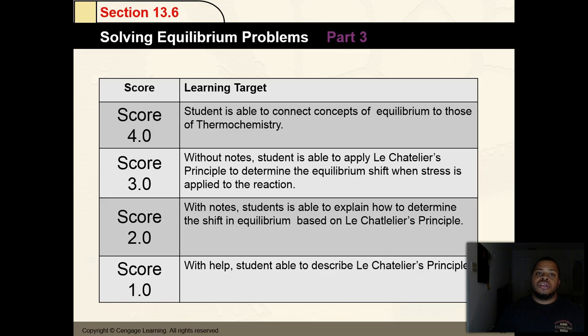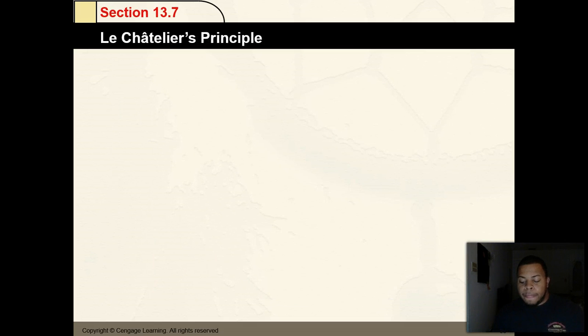Overall, our goal is to understand what happens when we have this reaction that's at equilibrium and we change something about it. We stress the system, as we would call it. What is actually going to happen to the reaction? Which way will it shift to adjust? Because the goal is to get back to that equilibrium point. So let's go ahead and take a look at it.